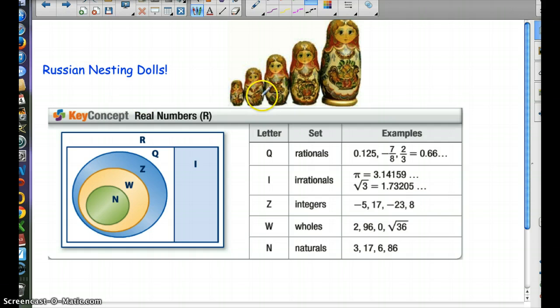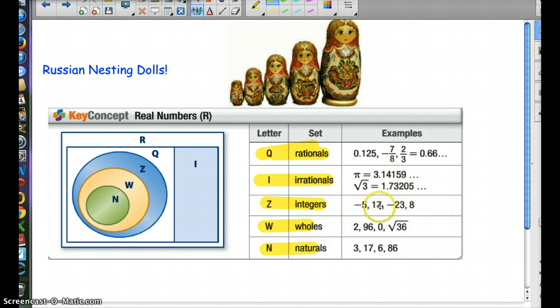I like to think of Russian nesting dolls when I think of that. One fits inside the other. And then, of course, you have your irrational numbers outside here. This I do want you to copy down. These are the letters that we use. Q stands for rationals. Again, this is a math class, so our English is a little off. I stands for irrationals. Z means integers. W is whole, and N is natural.